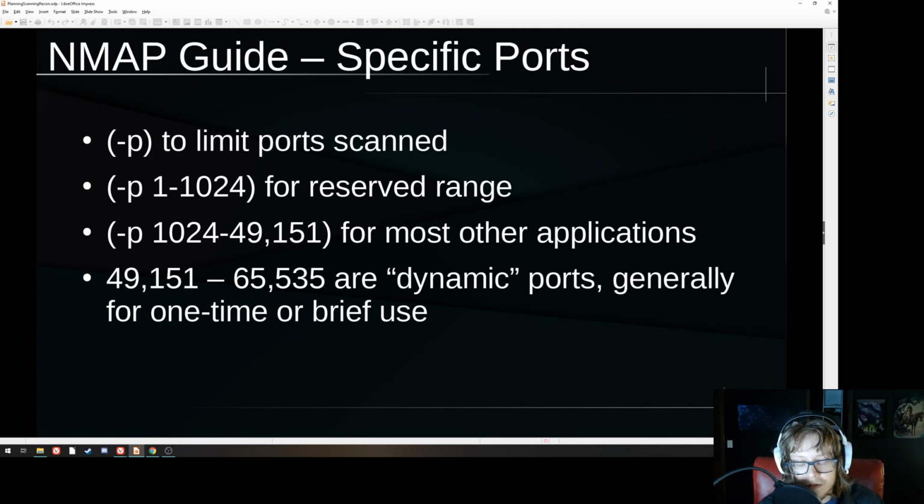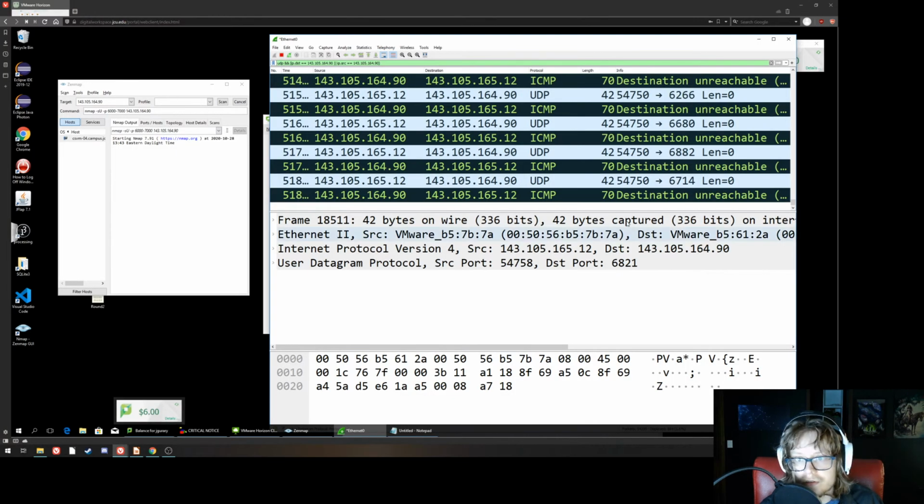Remember 1 through 1024, the reserved ports where lots of important things run. And then up to 49,000, you've got the ports used by most other applications. And then from 49,151 to the last port available, those are the dynamic ports. Those are typically used as one-offs or for brief use, when our applications choose a random port to use for the sending end. They'll usually pick a port in that range.